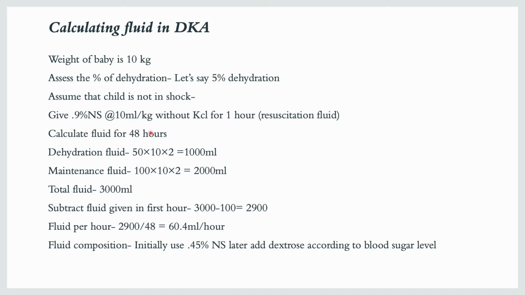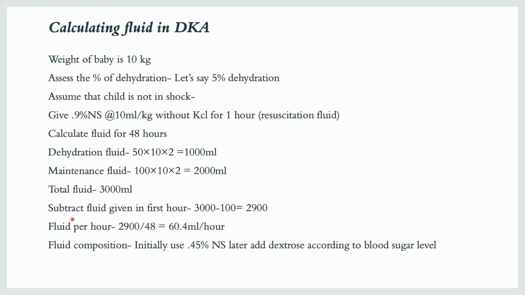Okay, so let's say we have given 10 ml per kg. The resuscitation fluid you have to give without KCl, for 1 hour. I am telling you how to calculate fluid for 48 hours. You can calculate for 24 hours also. So dehydration fluid will be 50, as we have assumed that dehydration is 5%, then 50 into 10 weight into 2, 24 into 2. So it will be 1000 ml. The maintenance fluid will be 100 into 10 into 2, 200 ml. The total fluid will be 300 ml.